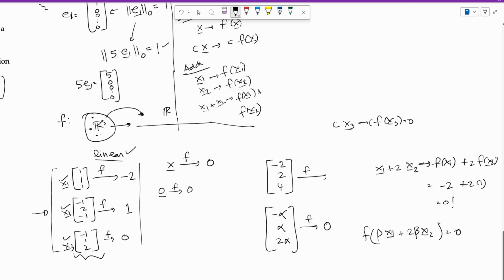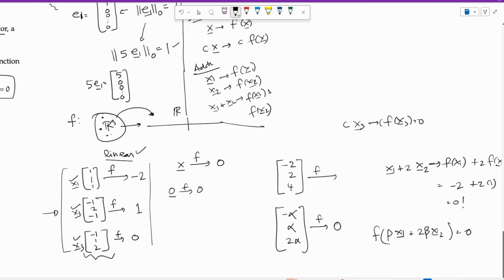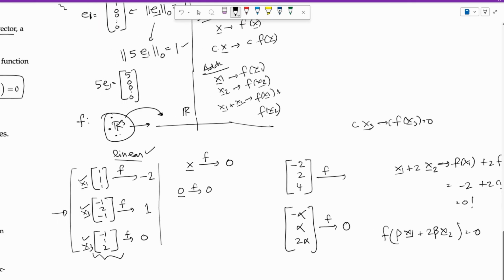And that's essentially the power of linearity assumption, right? If you know the output to one input, then you know the output for any scaled version of that input. If you know the output to two inputs, then you know the output for any linear combination of those two inputs. Okay.